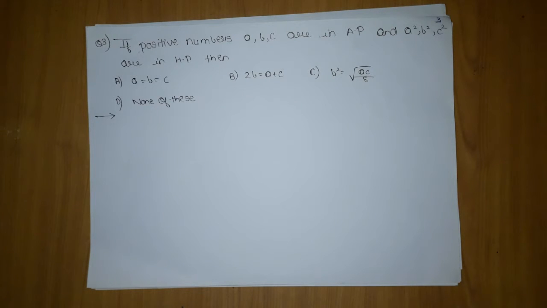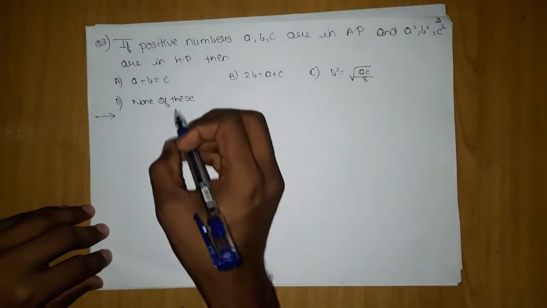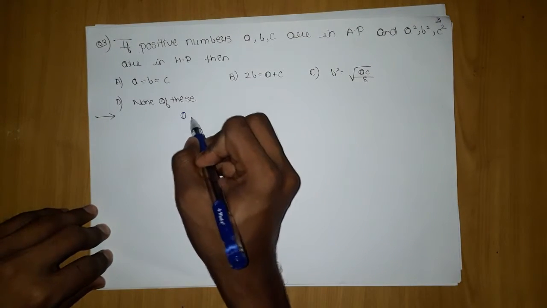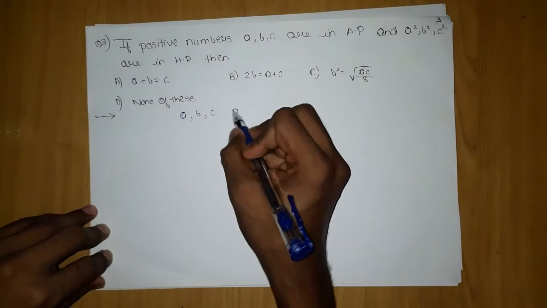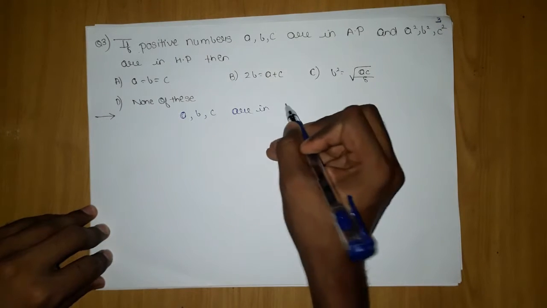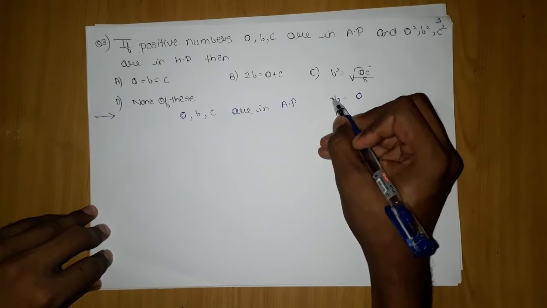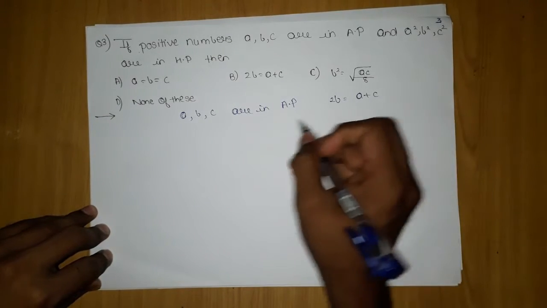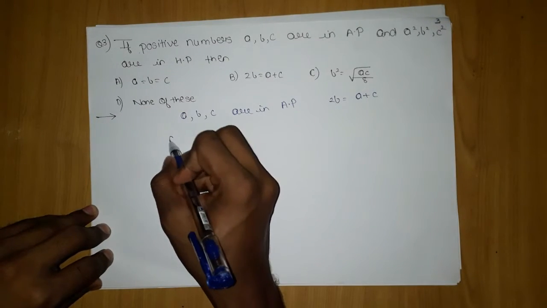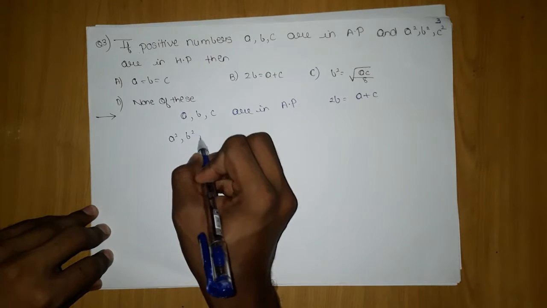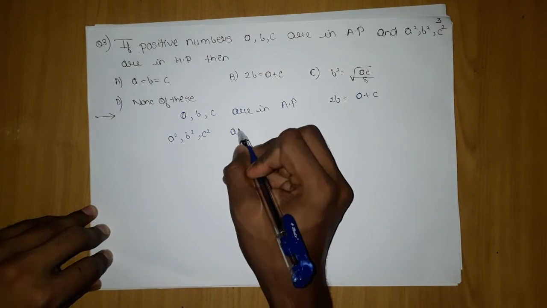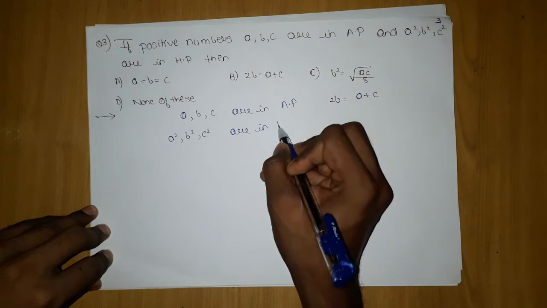Okay, if they have given a, b, c are in AP, then from here one equation is confirmed, that 2b is equal to a plus c. The second is a square, b square, c square are in HP.